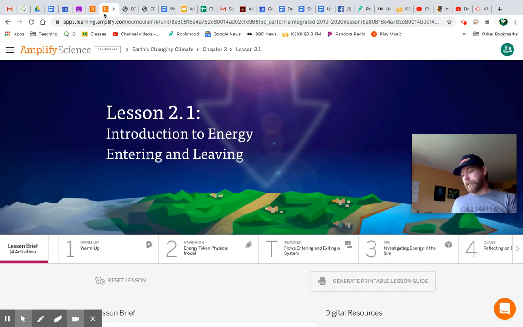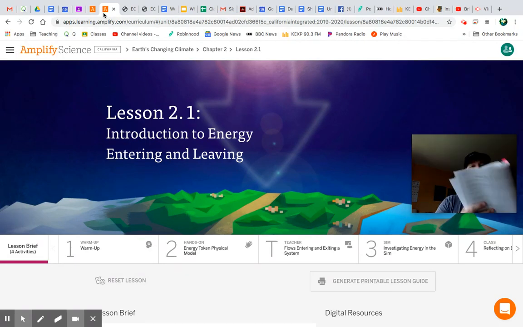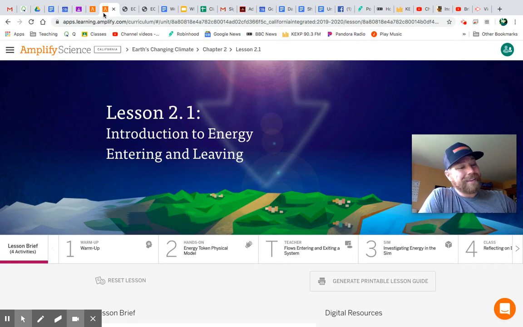I'm going to read our introduction. I'm going to start with the chapter introduction. Energy entering and leaving Earth's system. You know now that there's a connection between certain gases in the atmosphere and increased global temperature. What were those? Oh yeah, carbon dioxide and methane.